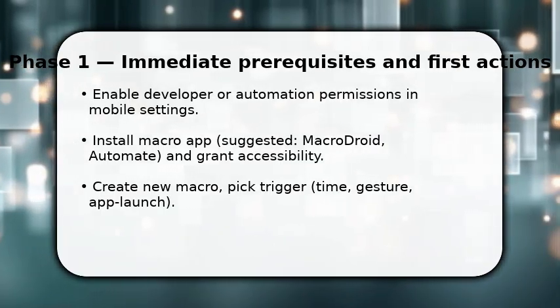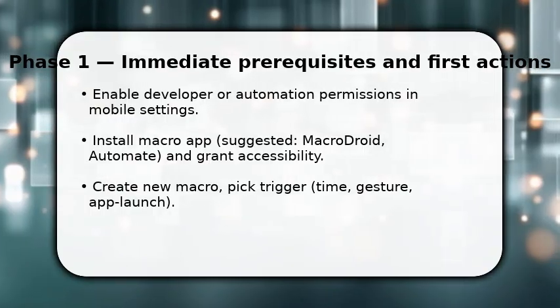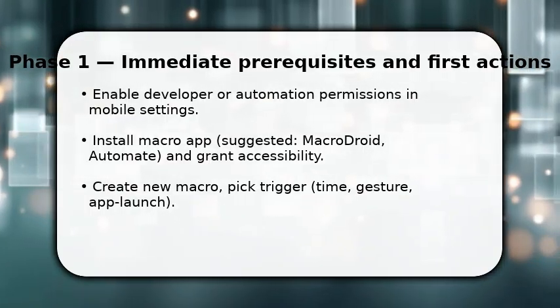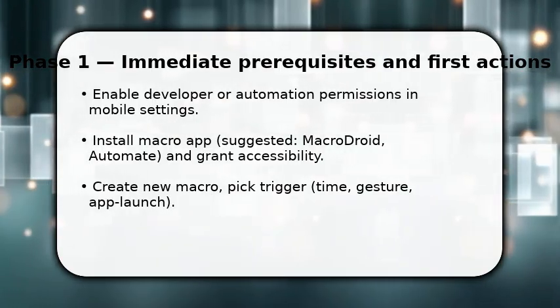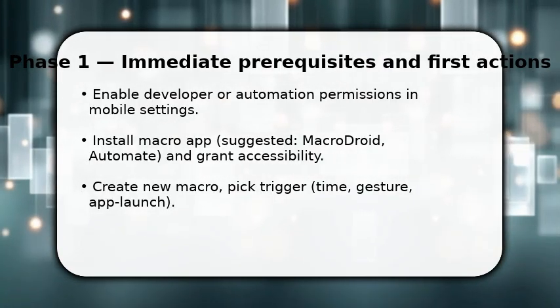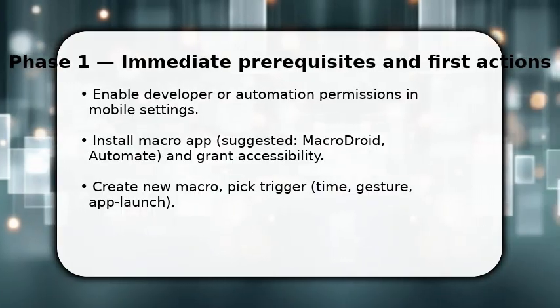Once done, open the app and create a new macro, then choose a simple trigger like app launch or a gesture. This gets the process moving immediately. Make sure to name the macro clearly. It helps later when you expand or debug steps.